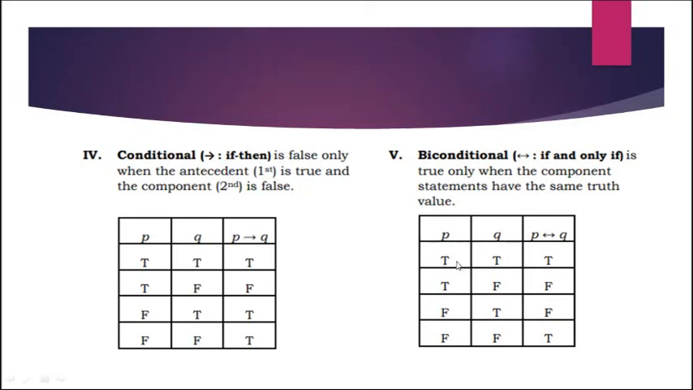True, true, the same truth value. That is true and true. So we have true. True, false, not the same truth value. We have false. False, true, we have false. False, false, the same truth value, which is false. Kaya, true pa rin po siya. Okay? So that's the way we're going to construct truth table and we're going to fill up truth table.